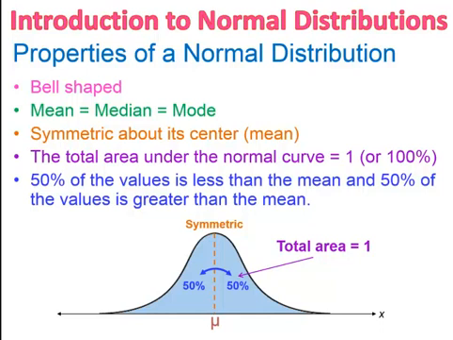For a normal distribution, we always have a line of symmetry at the mean. What that means is that the area to the left is equal to 50%, and the area to the right is equal to 50%.